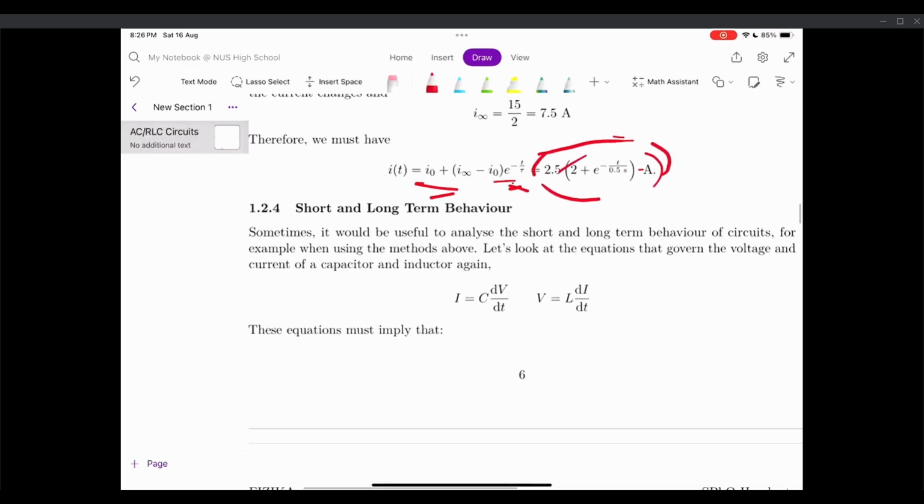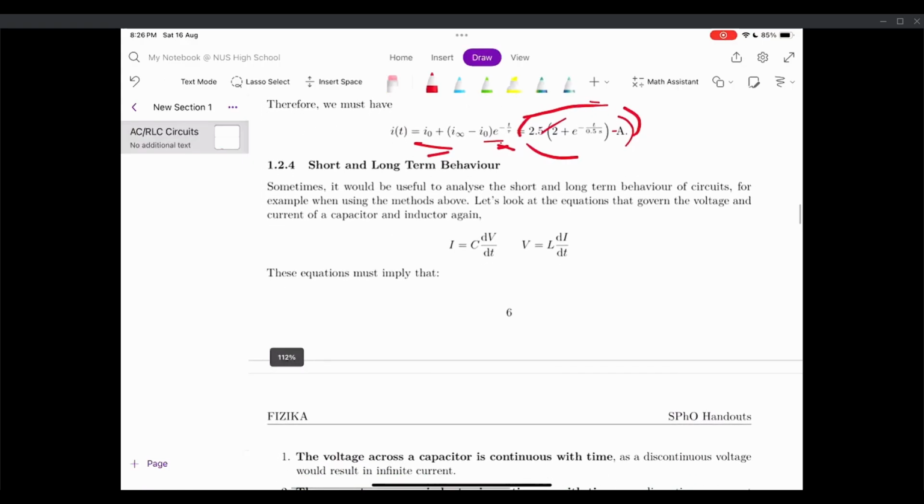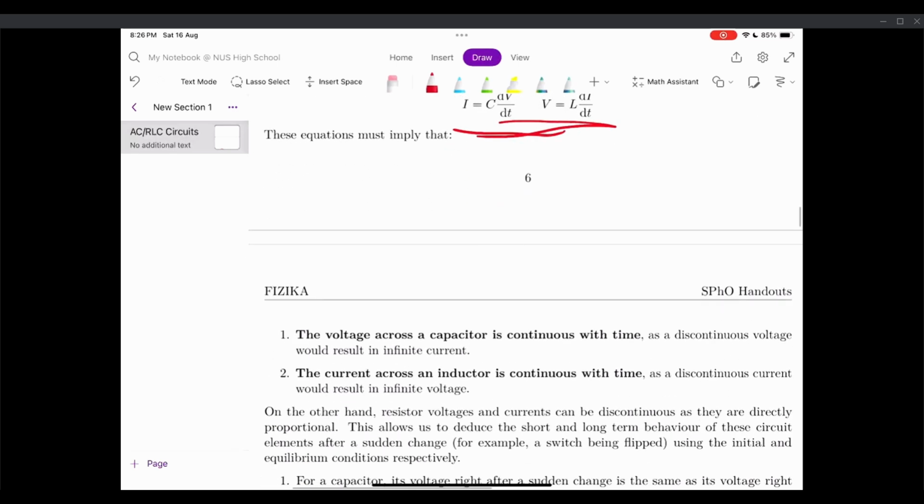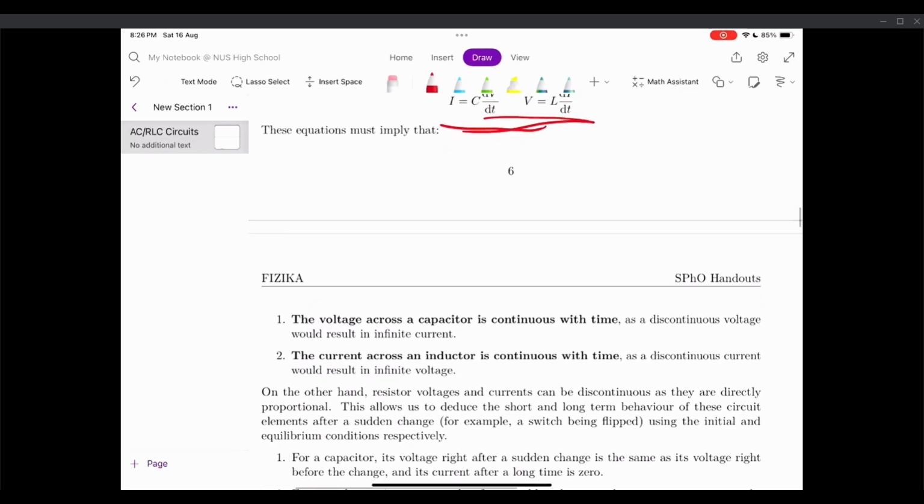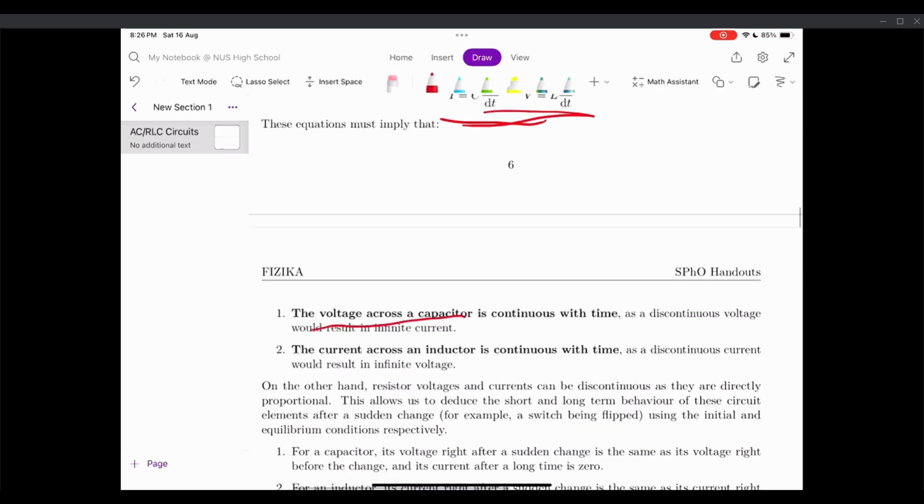A very useful thing to note for these questions is short and long term behavior. Because of these equations, your current and your voltage cannot diverge to infinity or minus infinity at any point in time, because that would mean your circuit is basically gone. Because of that, these equations must imply that your voltage across a capacitor and your current through an inductor must be continuous with time.